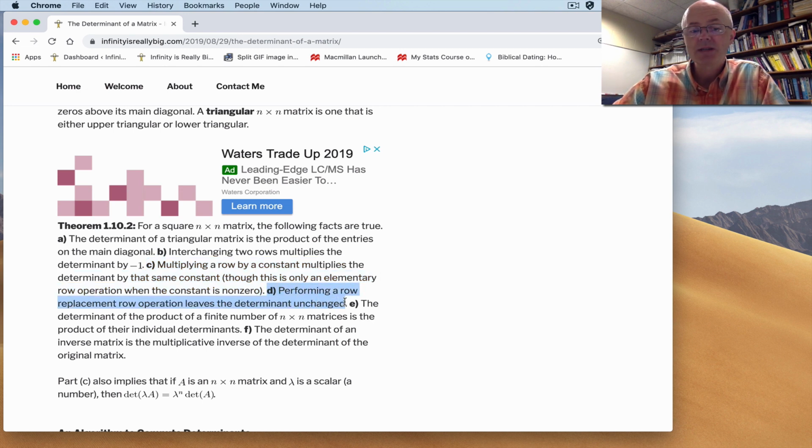Performing, this is the most amazing one, the row replacement row operation leaves the determinant unchanged. So multiplying a row by any constant, adding it to a second row, and replacing that second row with the result doesn't change the determinant. The determinant of a finite number of n by n matrices is the product of their individual determinants, and the determinant of the inverse matrix of an invertible matrix is the multiplicative inverse of the determinant of the original matrix when it's invertible.